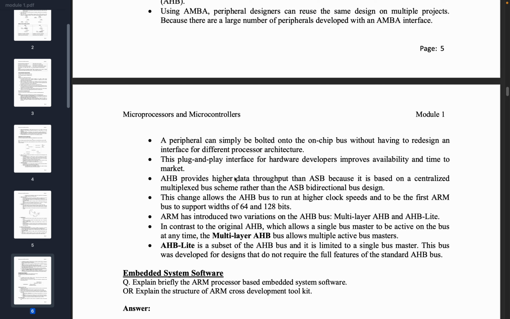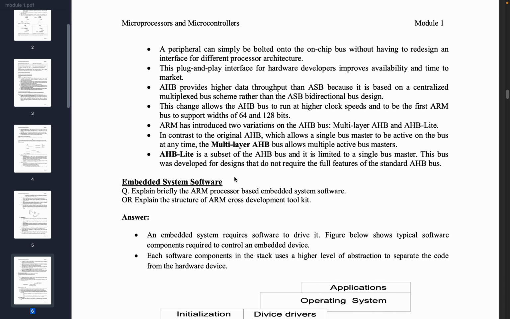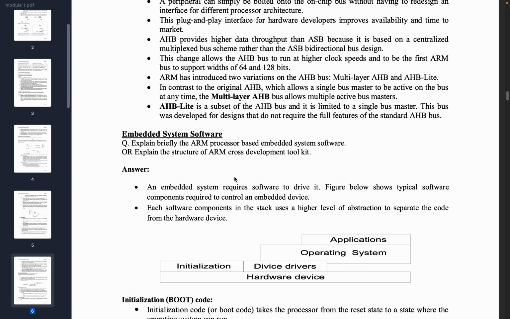Next, the question on embedded system software. Before, we learned the hardware embedded system model; here we learn the embedded system software. See the diagram first. We have to write the diagram, which is simply a table with the application, operating system, initialization, device drivers, and hardware device. That's it. You have to write that.